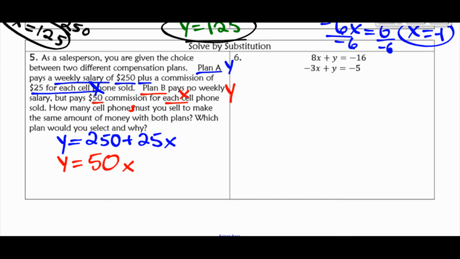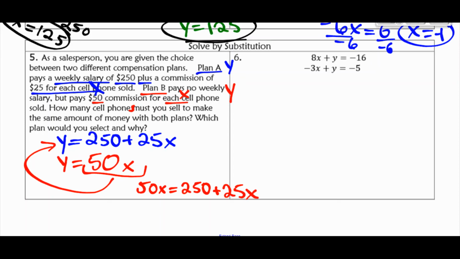I'm going to use substitution here. I'm going to take the 50x and just throw it in place of that y in the other equation. I know y equals 50x, so in my first equation, I can just change that y into a 50x. And actually, we've seen equations like that before, where we haven't needed to actually set up two equations. That equation models the entire situation. We want to know when these two plans are equal, when 50x equals 250 plus 25x. So we actually didn't even need the two equations technically there. We could have just written that as one equation.